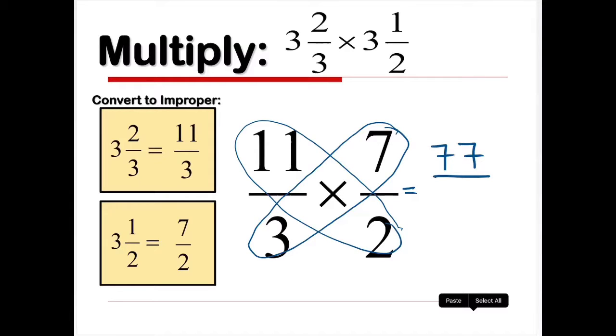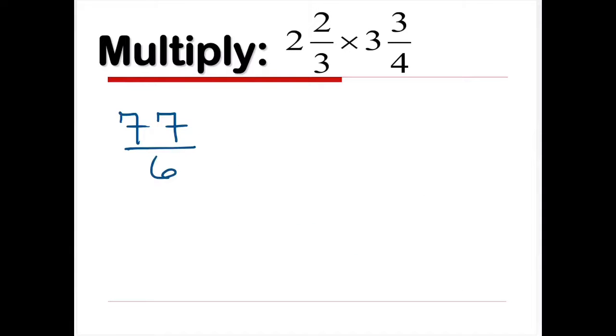And then we have 3 times 2, which is 6. 77/6 is what we got. So we got 77/6 right there, but that's a big time improper fraction. That's a huge improper fraction.